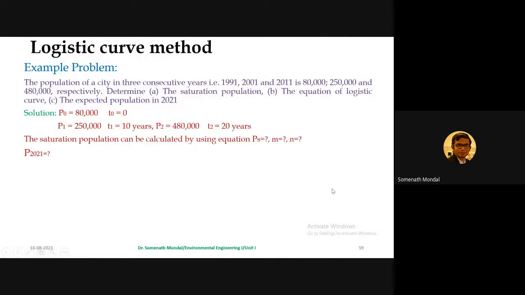First, all of you should write the problem. The population of a city in 3 consecutive years, that is 1991, 2001, and 2011, is given over here. And now what we need to determine is PS. We need to determine the equation of the logistic curve, and then the expected population, that is P 2021. The best thing here is you can get the value of T1, you can get the value of T2, and you know P0, P1, P2. So technically we should be able to get all the values of PS, M, and N, and thereby P 2021.